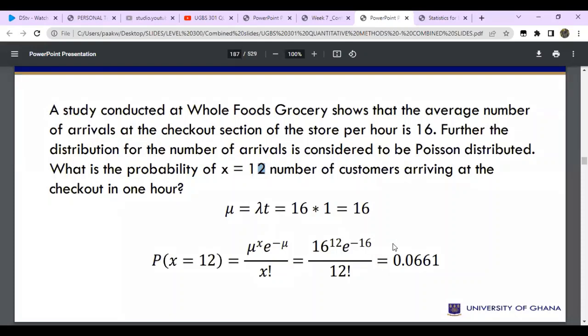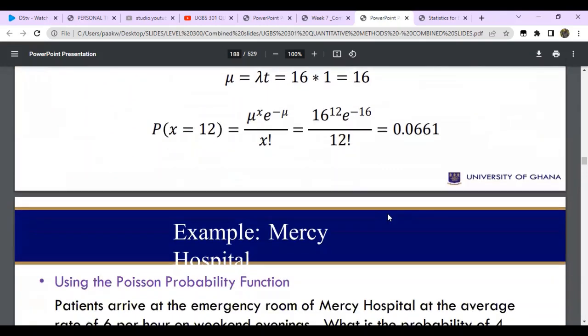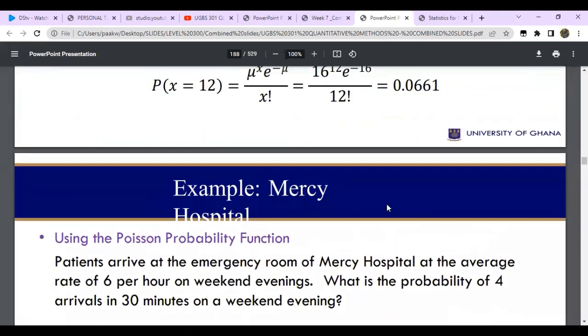E, when you punch it on the calculator, you get 2.71828, raised to the power negative mu. The mu is 16, so negative 16 all over X factorial. X is what? 12. So 12 factorial. So your probability will be 0.0661, right? So this we are just doing a recap. So let's look at another question here.